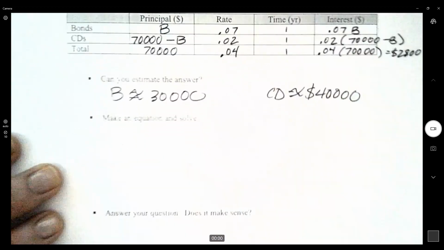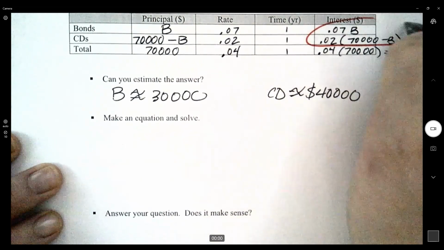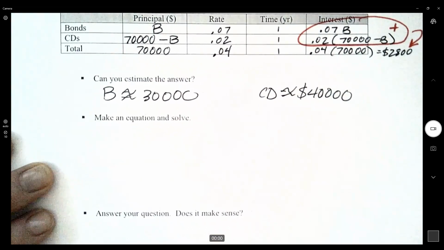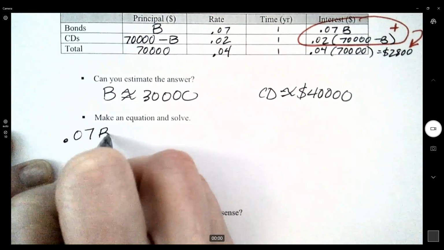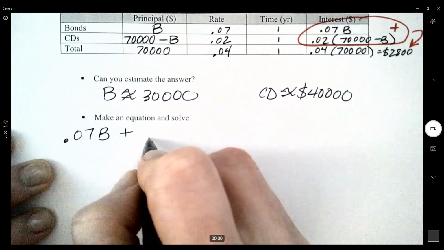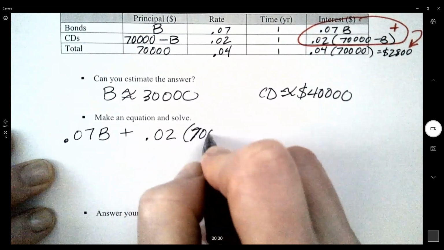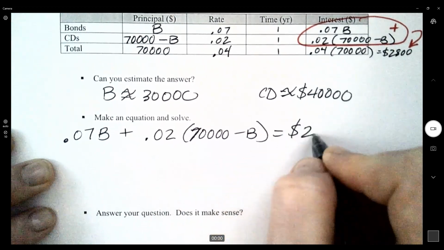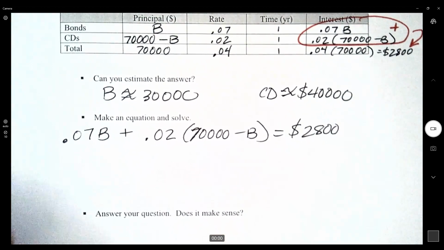Since I know that both of these interests up here have to add up and total $2,800, that's going to be my equation. So I have the amount of interest I'll earn from the bonds plus the amount of interest I'll earn from the CDs has to total $2,800. And now let's solve.